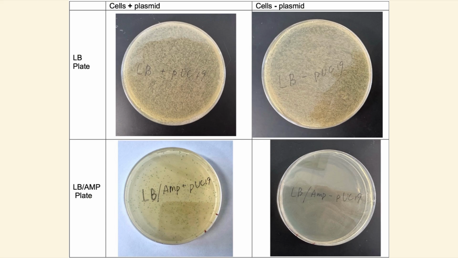In the case of pUC19 non-transformants, the agar plate without ampicillin showed a white bacterial lawn, as expected. However, the agar plate with ampicillin showed no bacterial growth, indicating that the non-transformed cells could not survive without the ampicillin resistance gene.